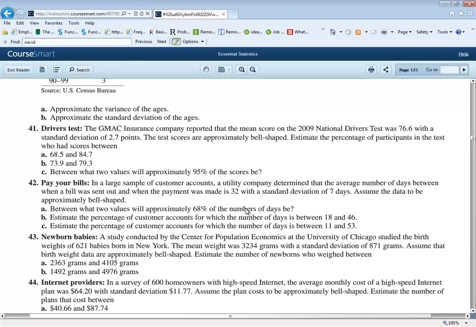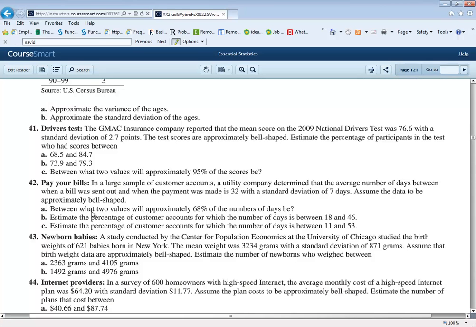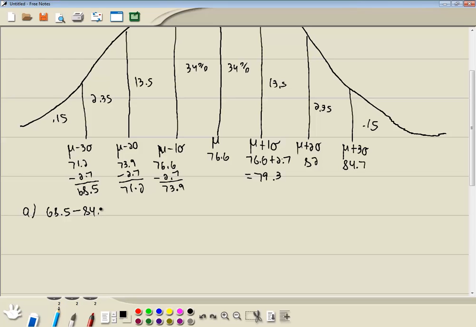So then let's look at what they're asking for. This says estimate the percentage of participants in the test who had scores between 68.5 and 84.7. So 68.5 and 84.7. Well, these numbers they give you should be on your bottom row. If they're not on your bottom row, then you did something wrong. And these ones are. I'll do this one in red. So they're asking from 68.5, and here's 68.5, so that starts right there, and goes to 84.7. So it goes over to right there. So we're going to add all the percentages between these two vertical red bars.